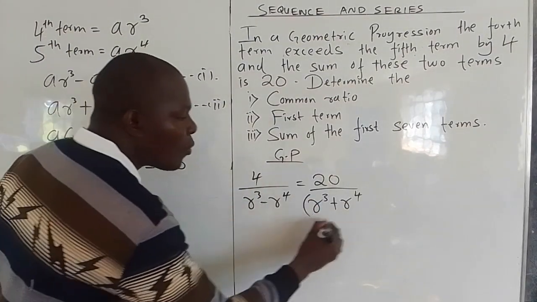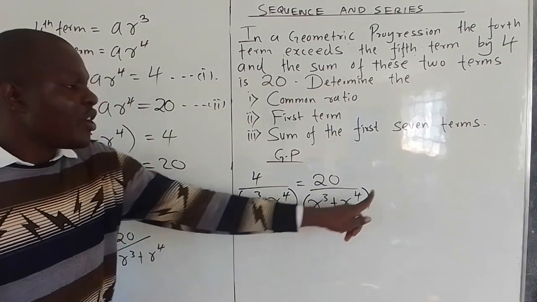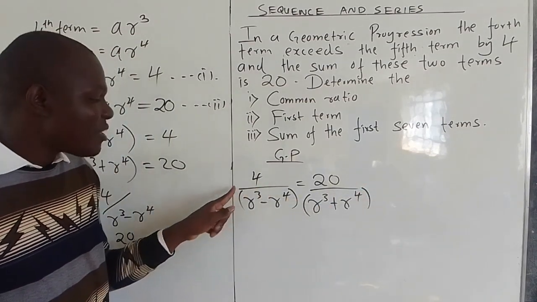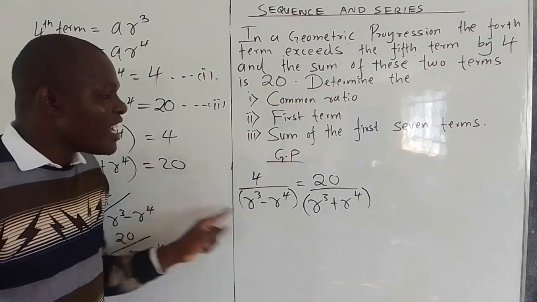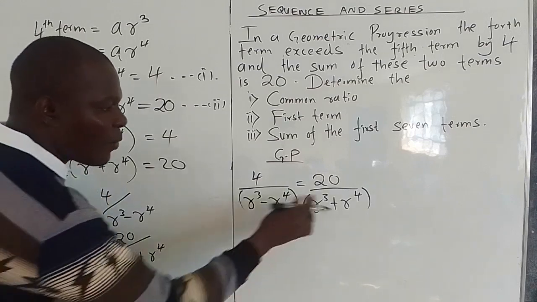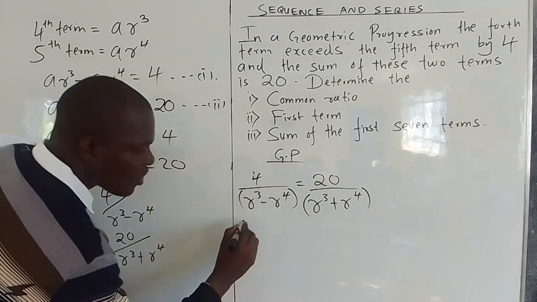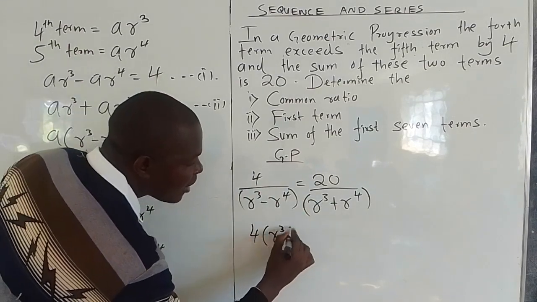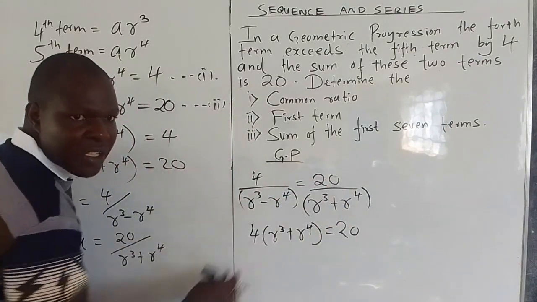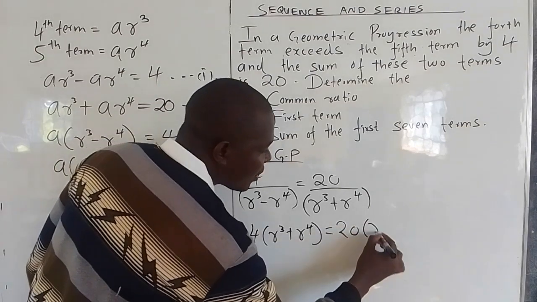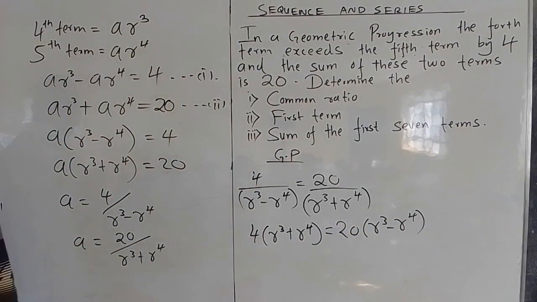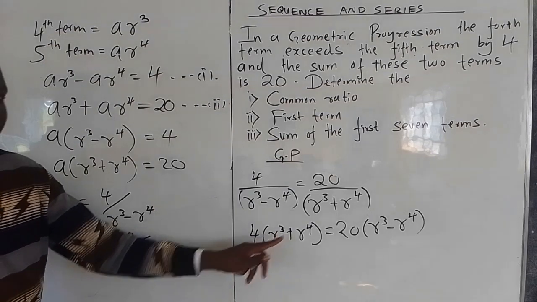Meaning it is like you multiply both sides of the equation by this to eliminate it here, then it will come here, isn't it? Then you multiply both sides of the equation with this to eliminate it here, then it will go there. That is what I mean by cross multiply, isn't it? Yes. So here we have 4 times this, so we have 4 into R cubed plus R to power 4 is equal to 20 times that, 20 into R cubed minus R to power 4, isn't it?